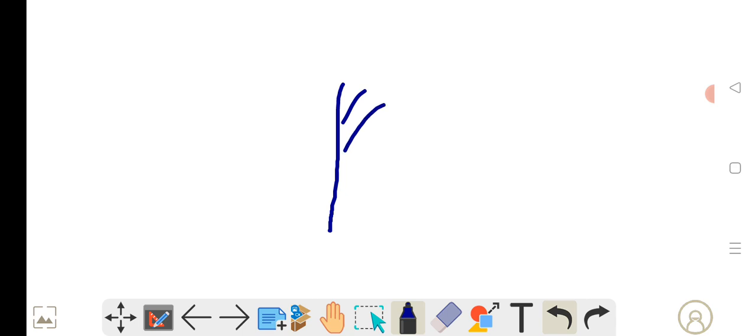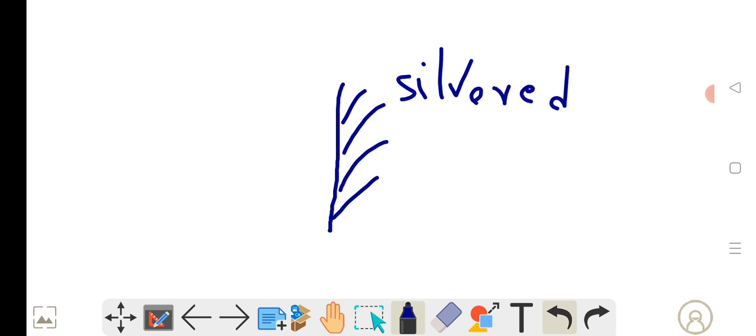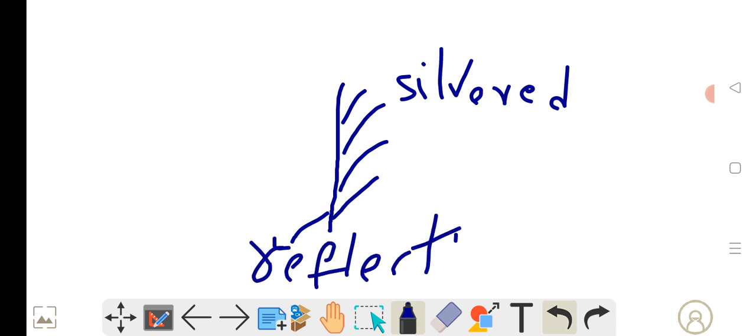Next, I am just taking a mirror. Take this, what is this? Silvered surface. These terms are very very important. In the previous video we have already discussed these terms, we have to remember. This is the silvered surface and this is the reflecting surface.